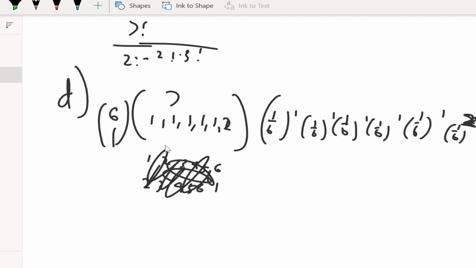Another way to think of it is just the number of possible ways to arrange this. Once again, you could have 1, 1, 1, 1, 2, 1, or 1, 1, 1, 2, 1, 1. And if you do all possible combinations of this, you'll get 6 total of them, which is equal to 6 choose 1, which is equal to 6.